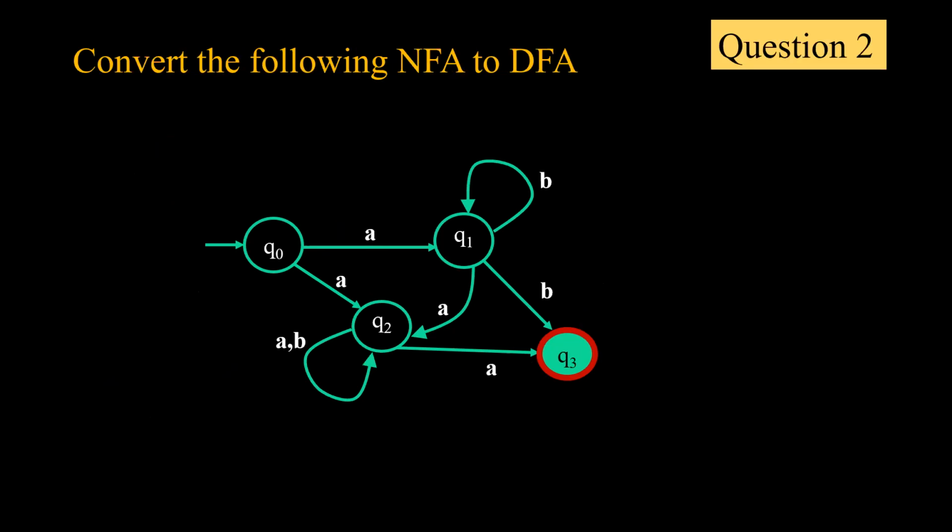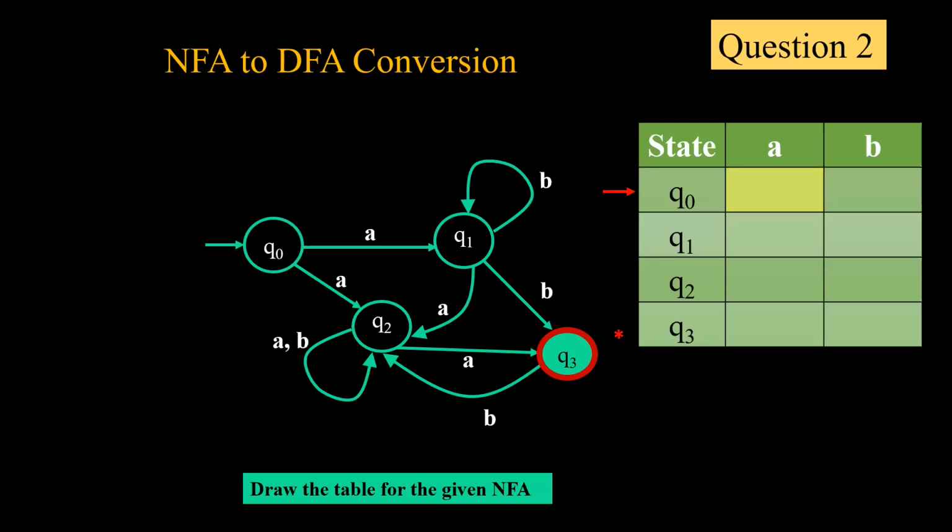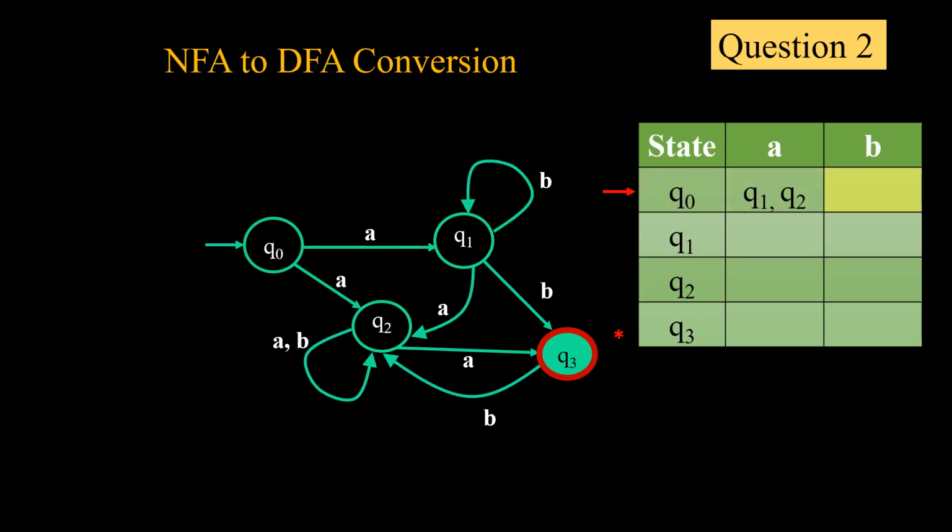Let's consider another question. In this we have four states. Again, based upon similar patterns as we discussed in question 1, we will draw a table. The table will have four states. Sigma is A, B, Q0 is the start state and Q3 is the final state. So we start with Q0 on A, we get Q1, Q2. So we'll put Q1, Q2 in it. Next we move to Q0 on B. Q0 on B gives nothing. So we have phi.